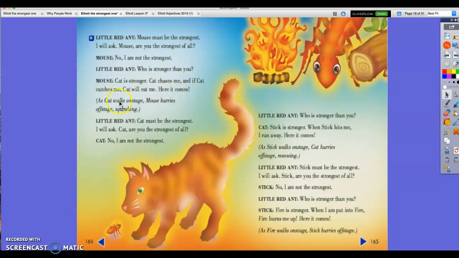Here it comes. As Cat walks on stage, Mouse hurries off stage squeaking. Cat must be the strongest. I will ask, Cat, are you the strongest of all? Nope, I'm not the strongest. On 165, read to see what is strongest.